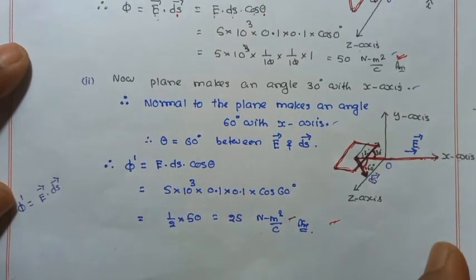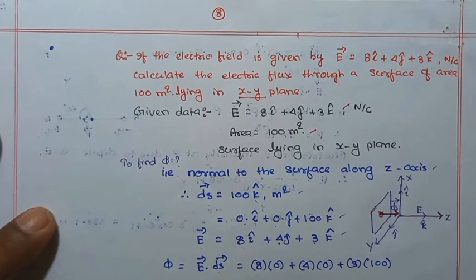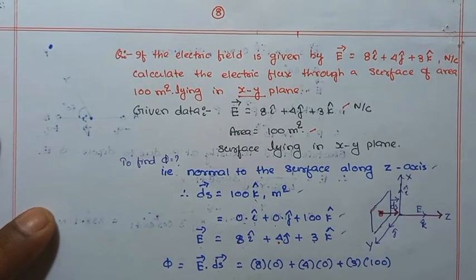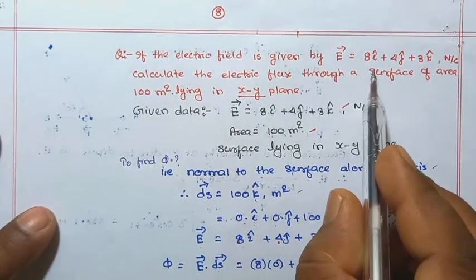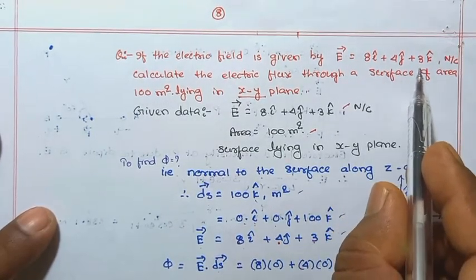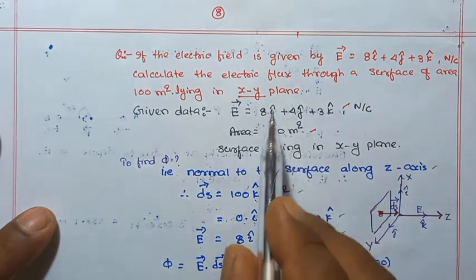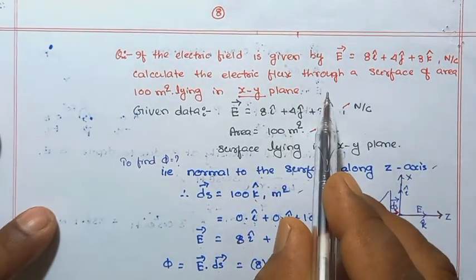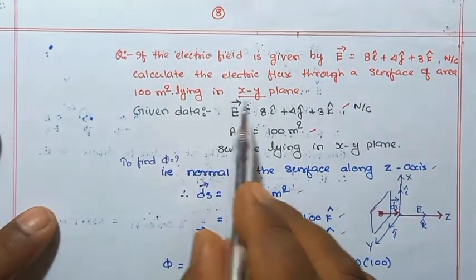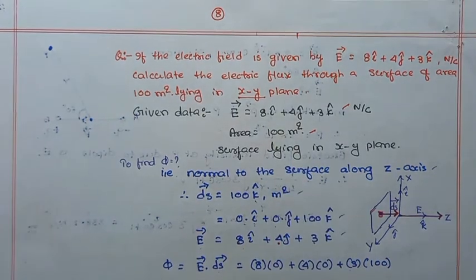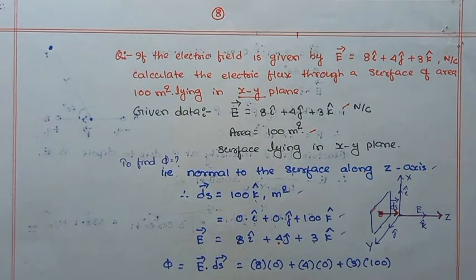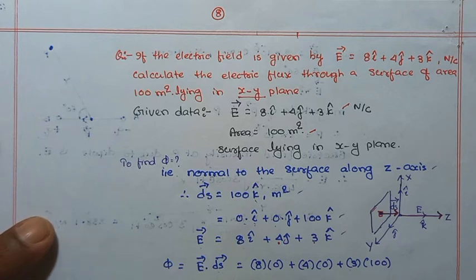Okay. One more important question. The question is, if the electric field is given by E vector equal to 8 i cap plus 4 j cap plus 3 k cap Newton per coulomb, calculate the electric flux through a surface of area 100 meter square lying in the xy plane. In this question, the electric field is given, the area of the plane is given, and the plane lies in the xy plane.